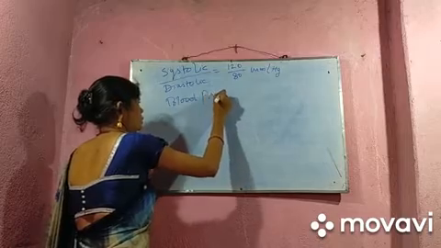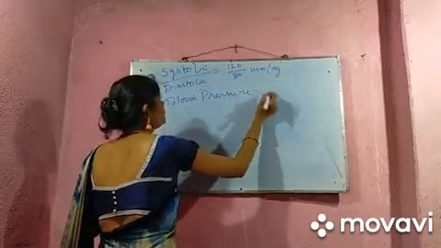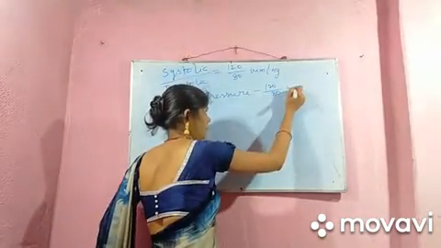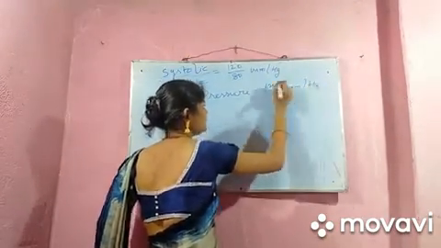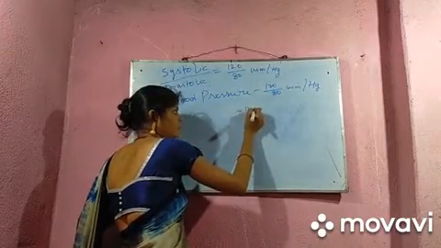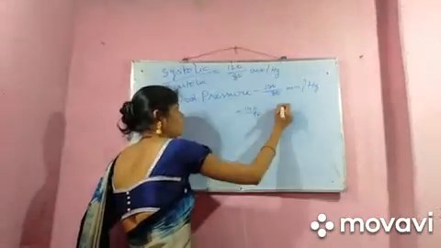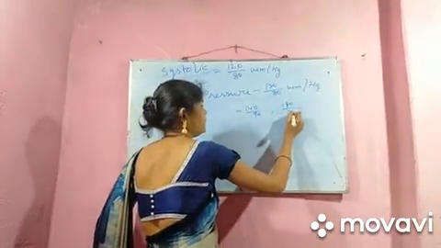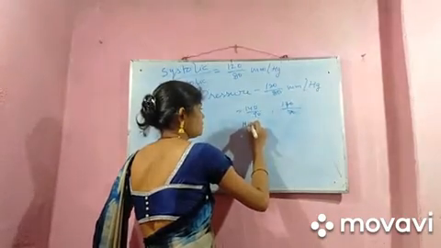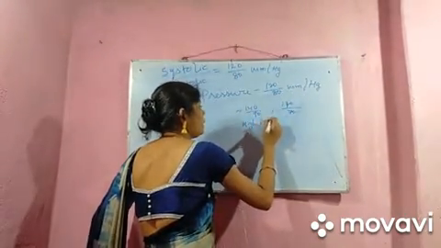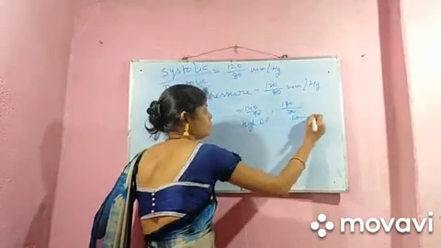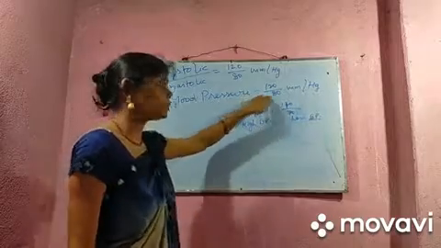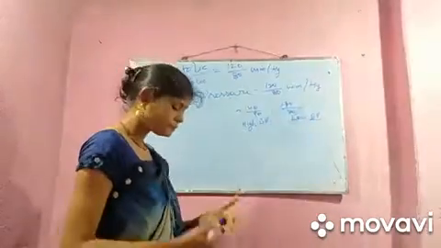What is the normal blood pressure of a human being? It is 120 by 80 mm Hg. Suppose this rate is increasing. It is becoming 140 by 90, and this is high blood pressure, high BP. If it is 110 by 70, this is the low BP. Okay, so it should be normal, 120 by 80.